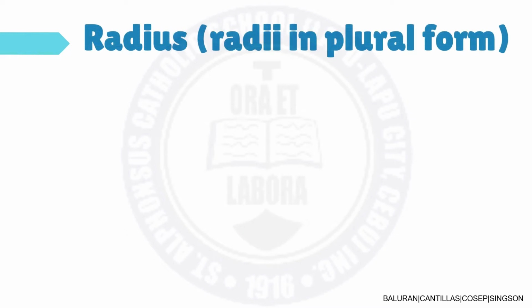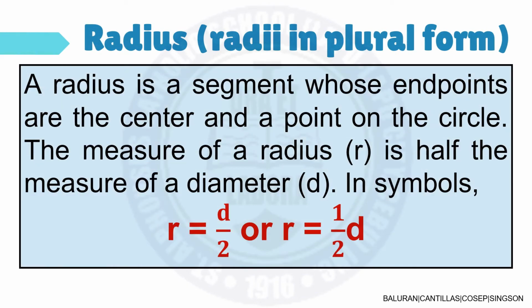Let us define first what is a radius. A radius is a segment whose endpoints are the center and a point on the circle. The measure of a radius R is half the measure of a diameter D. In symbols, we have R is equal to D over 2 or R is equal to 1/2 times D.